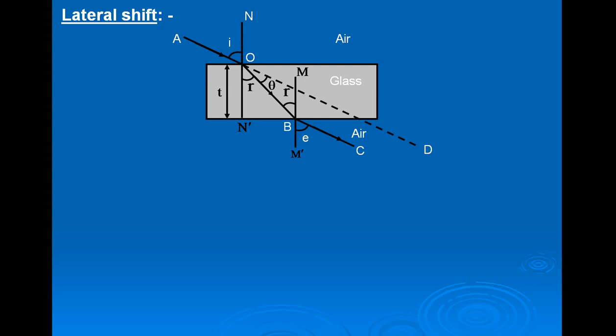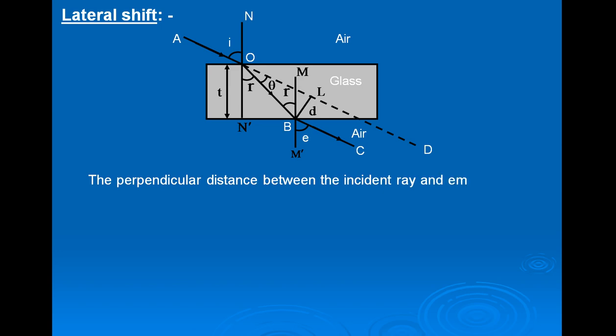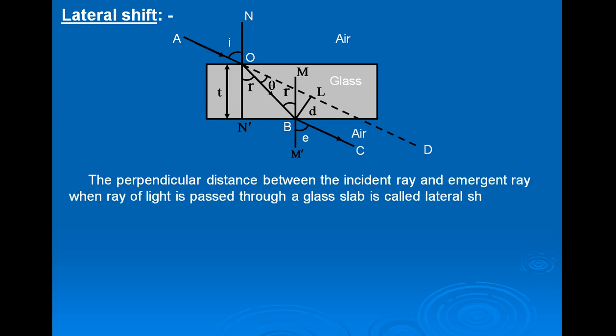And from point B, draw BL perpendicular to the initial direction of the incident ray of light, and BL is equal to D. This is called the lateral shift. The perpendicular distance between the incident ray and the emergent ray when a ray of light passes through a glass slab is called lateral shift.